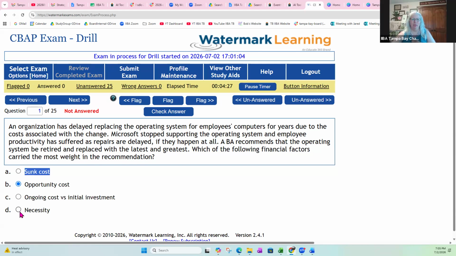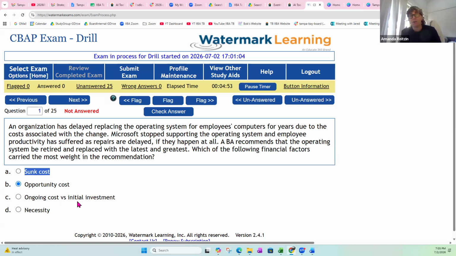Katya, where are you falling in this? I'm checking ongoing cost versus initial investment, which one it is. I'm trying to understand this one, but it's not sunk cost. For me, it's not necessity. Okay. So I don't see it as necessity either. I think either B or C is probably a viable option as well.